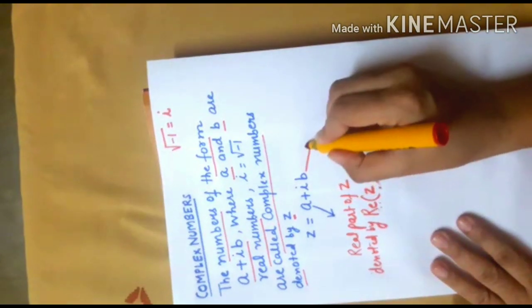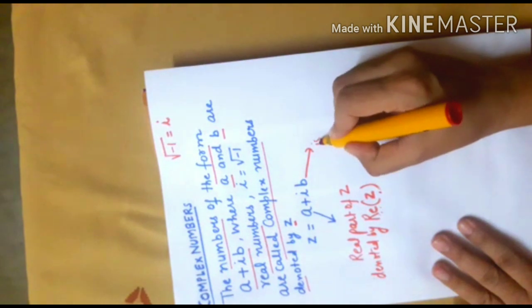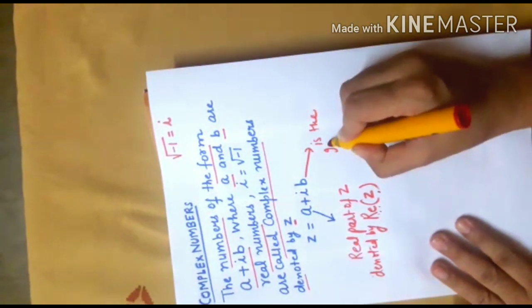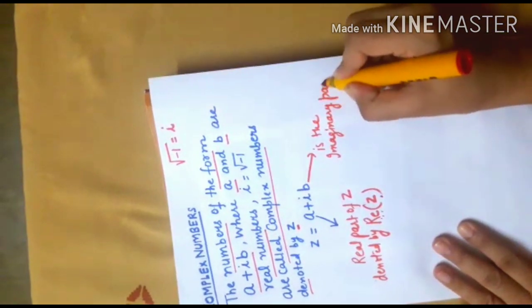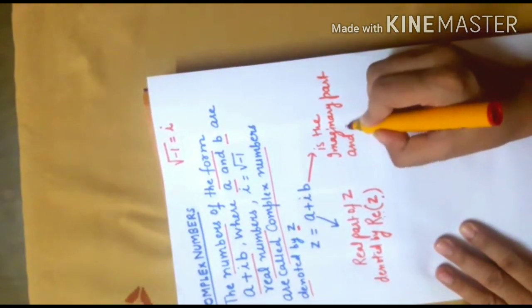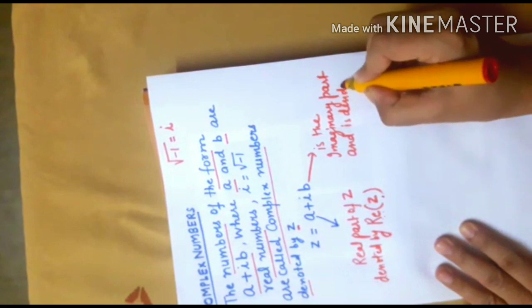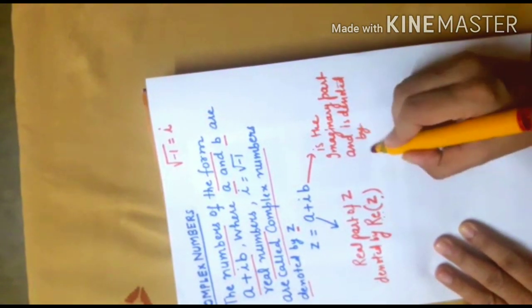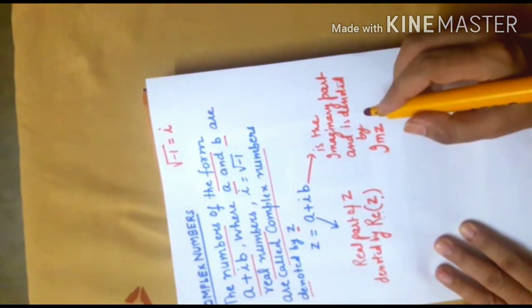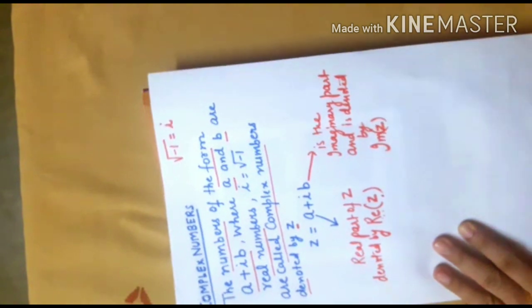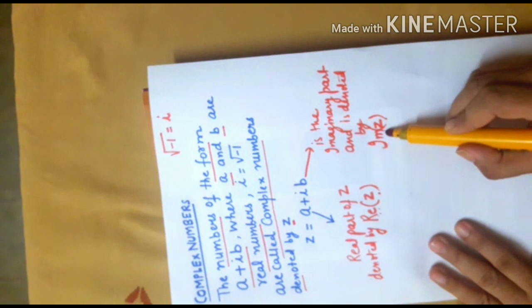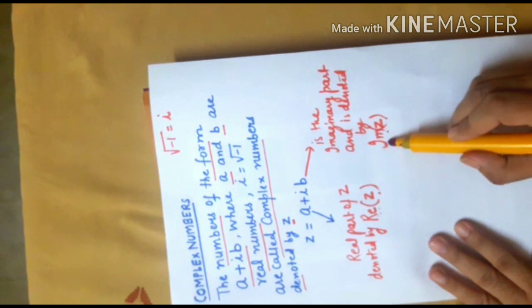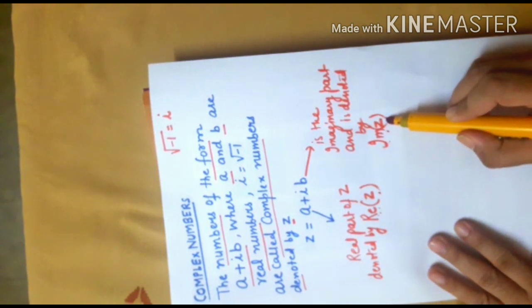And this b is the imaginary part, and is denoted by imaginary z. That means Im stands for imaginary. So I read this as imaginary part of the complex number z.